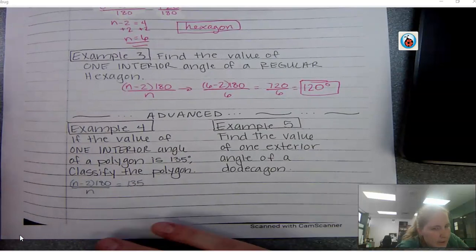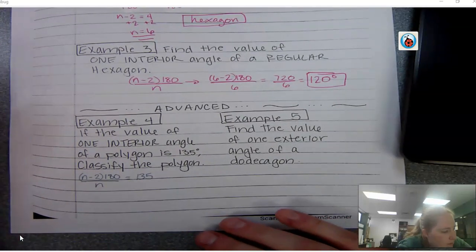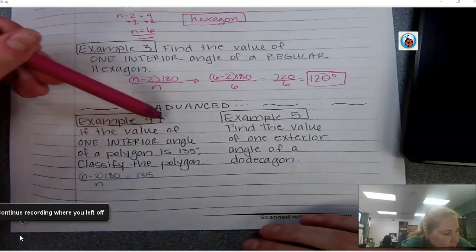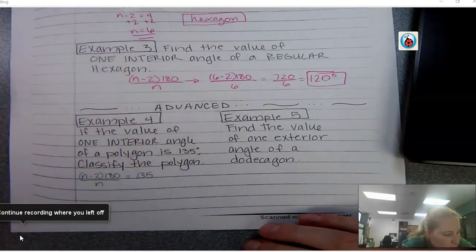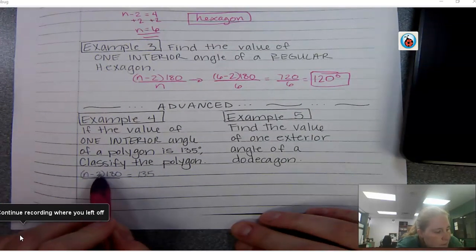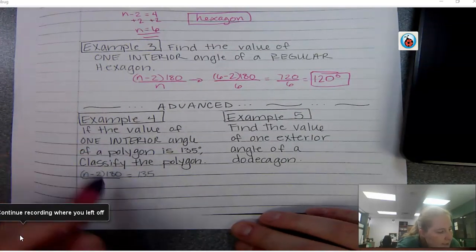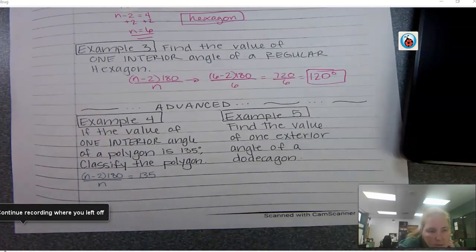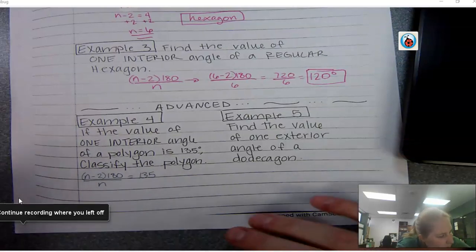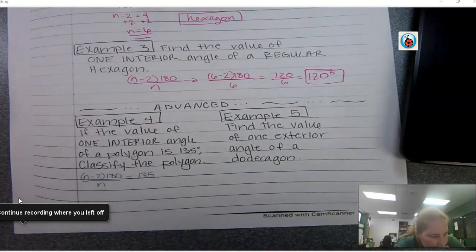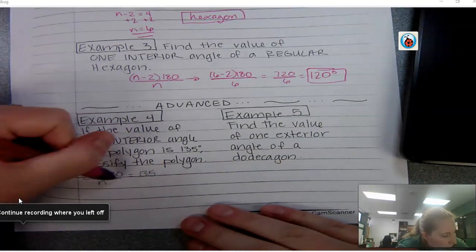Okay, and then the last two problems on here are the advanced problems. So this gives us the value of one interior angle of a polygon, right there. So what we need to do is take the formula for one interior angle of a polygon and set it equal to that number. So what we're doing is we need to solve for n. But we don't like fractions. We want to get rid of that.